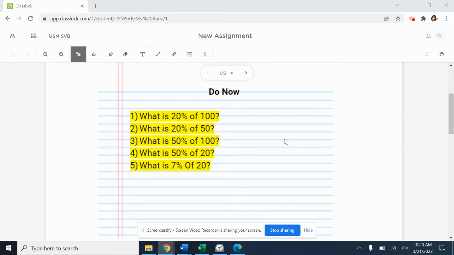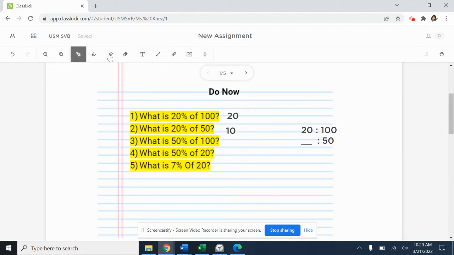So recall our unit on percents way back before winter break. A percent is just a rate per 100. So when we talk about 20% of 100, we know that 20 out of 100 is simply 20. When we talk about 20% of 50, we know that 20 to 100 is equivalent to some mystery number to 50. We're thinking about the rate per 50. If for every 100 I have 20, I know that for every 50 I have 10, because 50 is half of 100 and 10 is half of 20.